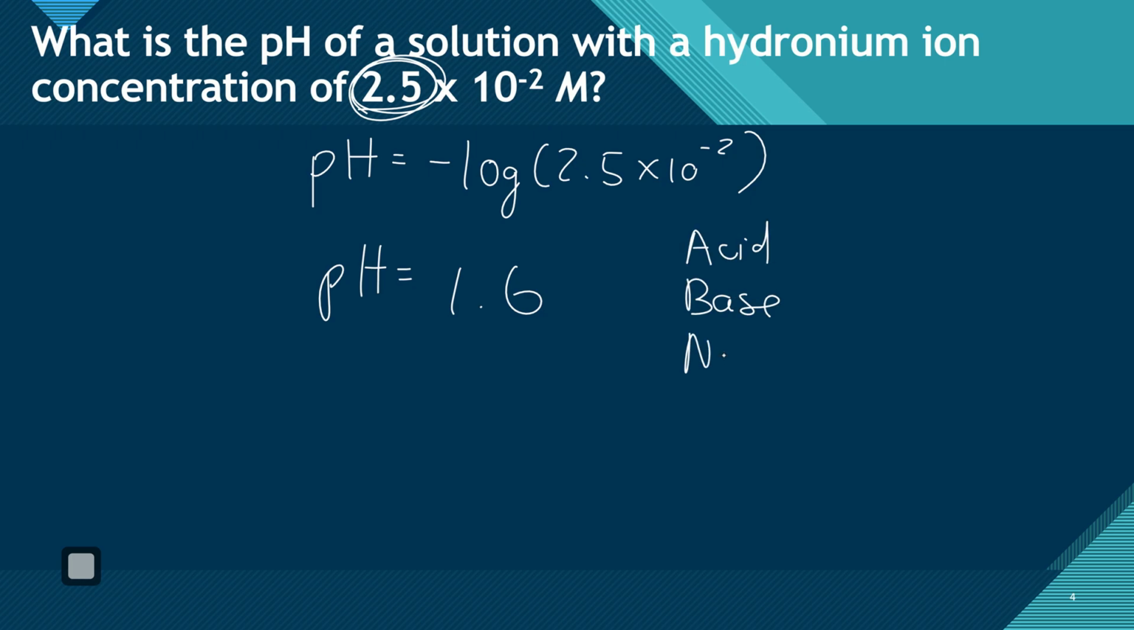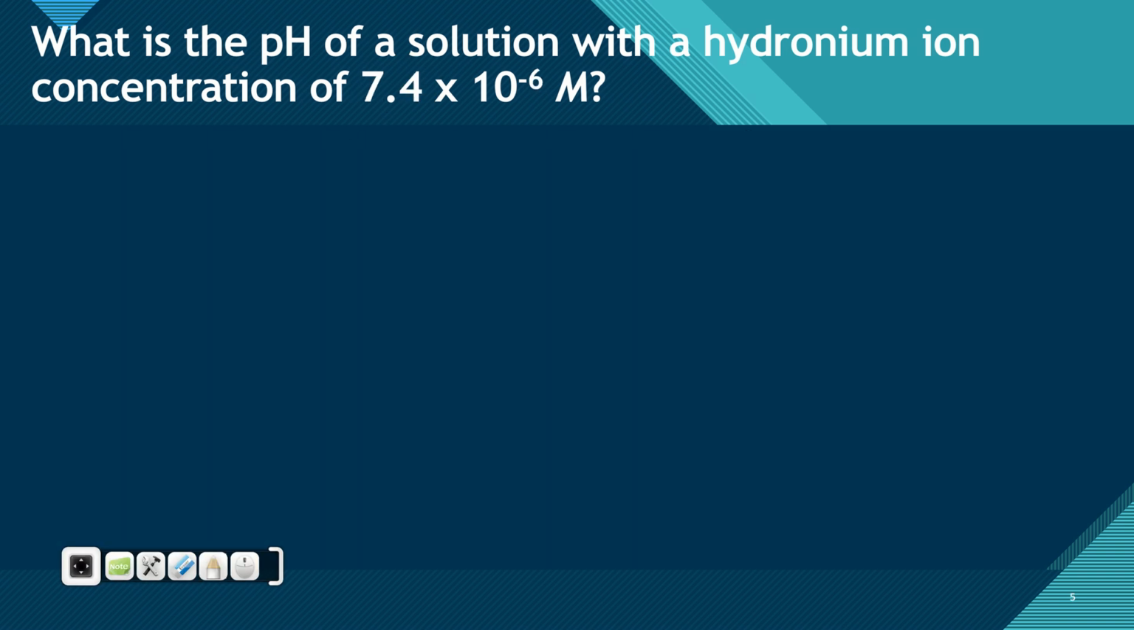Or is this neutral? Well, the pH is less than 7, so it's acid. Done. Okay, so we do often do that as well and go identify whether the solution is acidic, basic, or neutral.